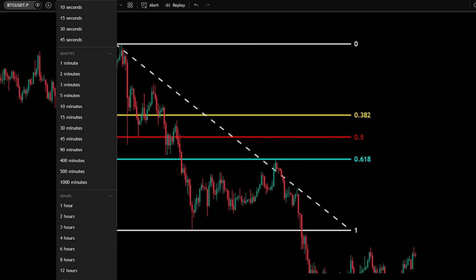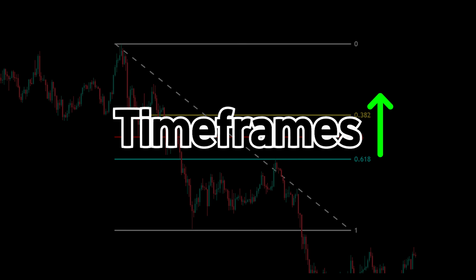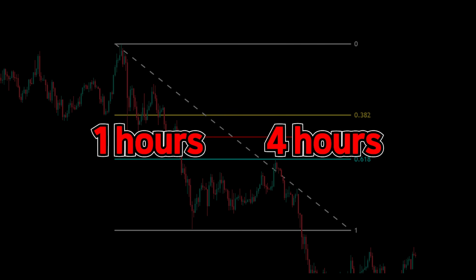Finally, a quick note on timeframes. We recommend using Fibonacci on the 15-minute, 1-hour, and 4-hour charts. The higher the time frame, the more reliable the levels. If you're just getting started, practice on the 1-hour or 4-hour chart first.